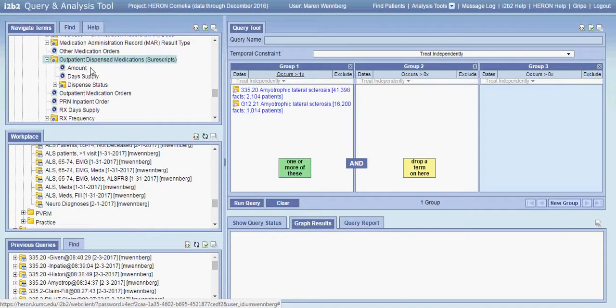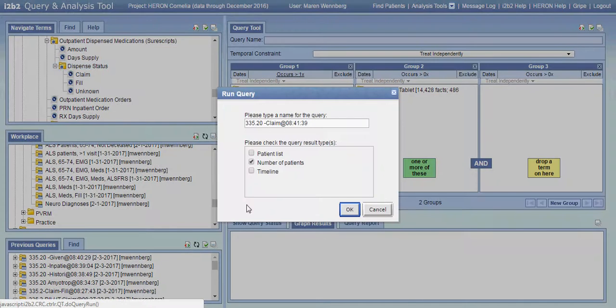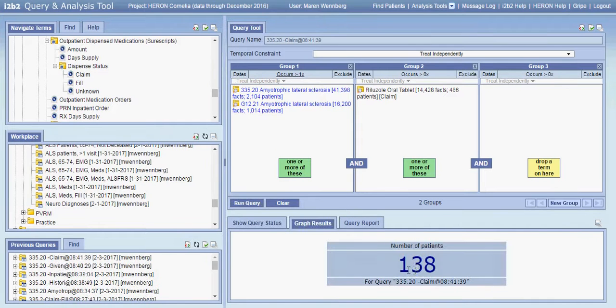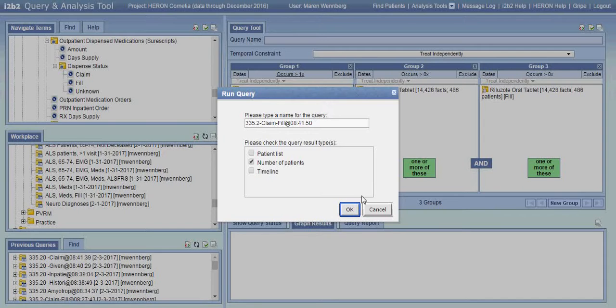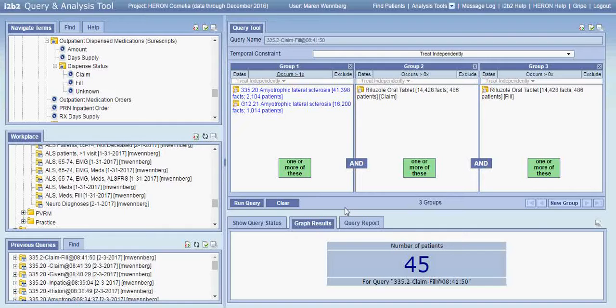So we can go ahead and we can look at dispense status. So we can see how many of them had a claim sent to their insurance company. So let's run this. So 138. Now I also want to know they had a claim sent to their insurance company, but did they fill it? So we'll run this. So only 45 filled it. So the caveat with that is if they have not come back for an outpatient appointment, we won't have the information.